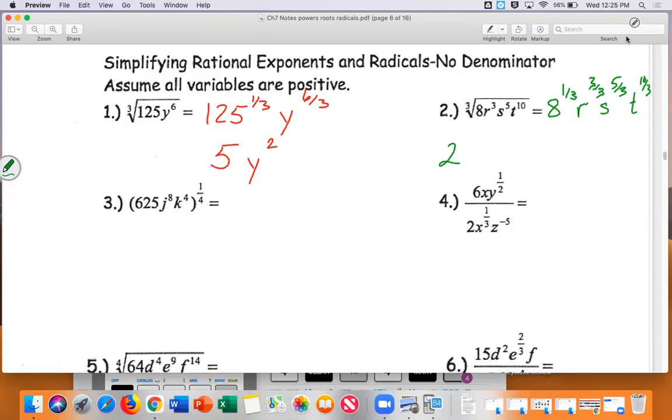R to the 3 over 3. 3 divided by 3 is 1. So it's r to the first. 5 over 3. Okay. How many times does 3 go into 5? 1. So I'm going to write s. Hold on to this. All right. Hold on to that piece of info. How many times does 3 go into the 10?